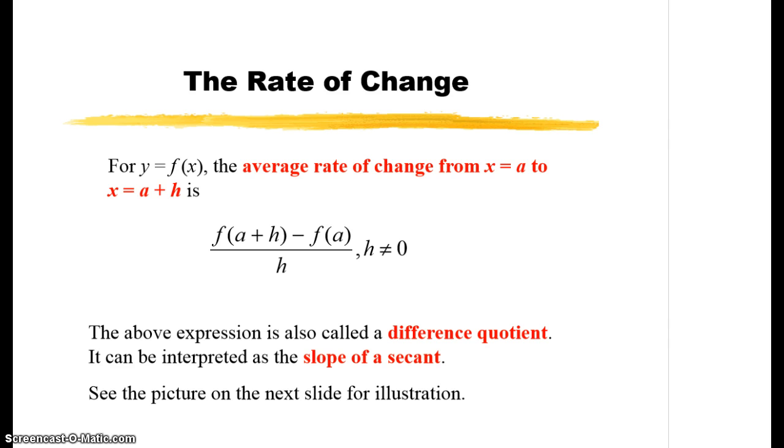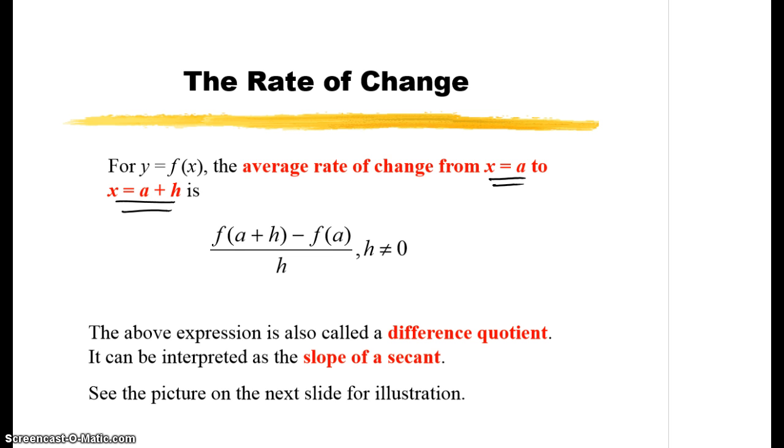We'll start by introducing something called the rate of change. So given some function f of x, the average rate of change from one point x equal to a to another x equal to a plus h is simply given by this quotient, f of a plus h minus f of a over h. You could sort of think of this as the vertical change over the horizontal change if you think of it visually, and that's why this is called the difference quotient and also the slope of the secant line. That's how it's interpreted visually.